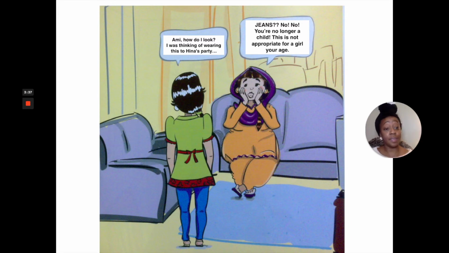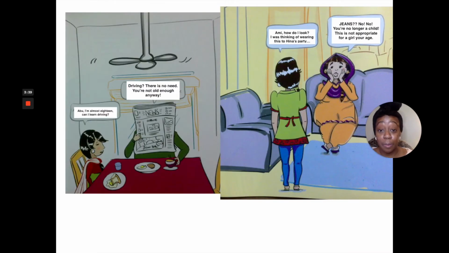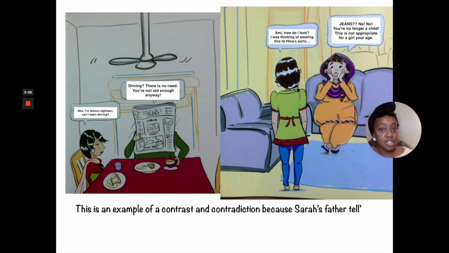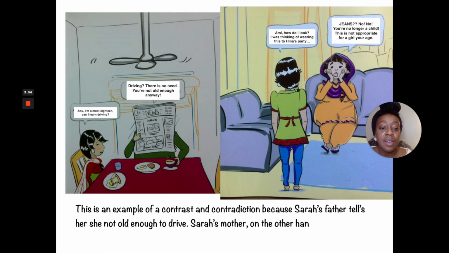After reading this, I'm just like, what is going on? This does not make any sense. In one picture, her dad's saying she's too young. In another picture, her mom is saying she's too old. This is an example of a contrast and contradiction because Sarah's father tells her she's not old enough to drive. Sarah's mother, on the other hand, tells her she's too old to wear jeans.